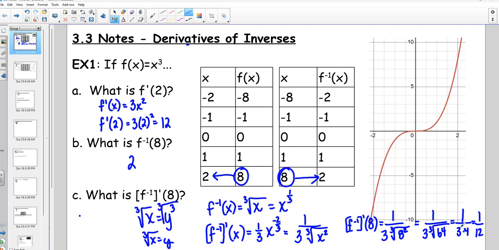So I am noticing that I had f prime of 2, which was 2 is the inverse of 8, right? I had f prime of 2 and I got 12. I got f inverse prime of 8 and I got 1/12. So is it always like that? Let's try another one and see if it happens again. And then if it happens again, then we're going to think like mathematicians, and we're going to think of how we can prove that it would always happen.